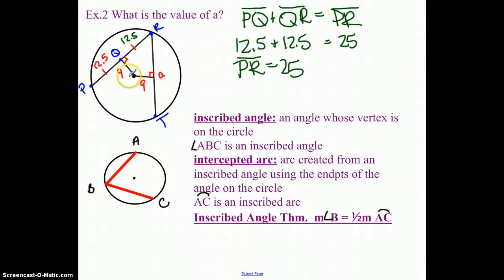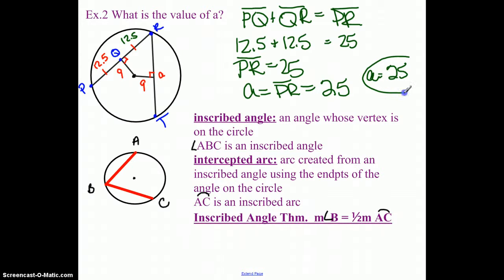Now, we also know because we said PR is 9 away from the center, so is A. So that means A is going to have to equal whatever PR is, which means it's going to have to equal 25. So A is going to be 25.